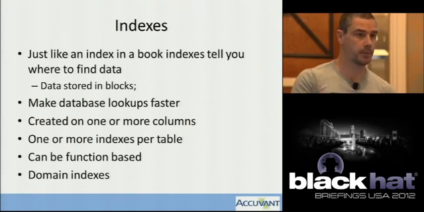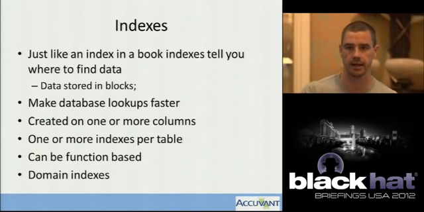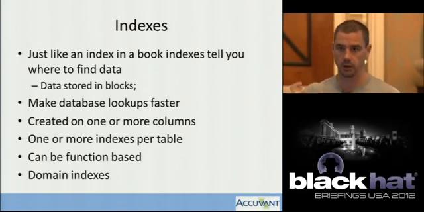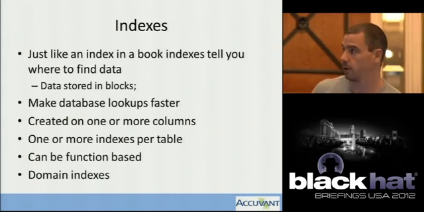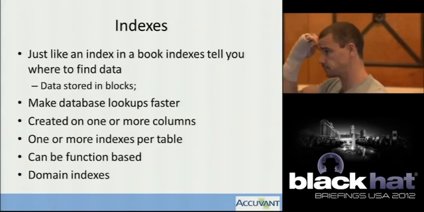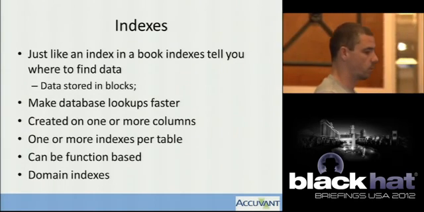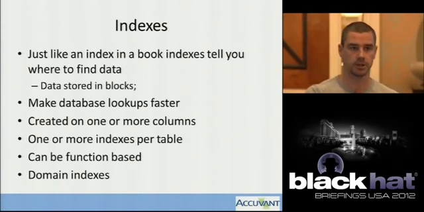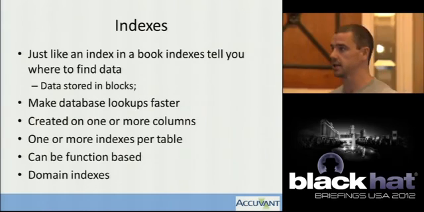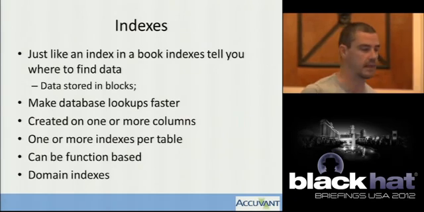They're created on one or more columns. As I said, we've got a first name and a last name. We might create an index that indexes those columns so we can look up based upon that information. We can have one or more indexes per table. Now they can be function-based as well. What I mean by that is we might want to uppercase Litchfield, or whatever the username is, before doing the search. So we could create an index that has a function embedded with it. And then there's domain indexes.